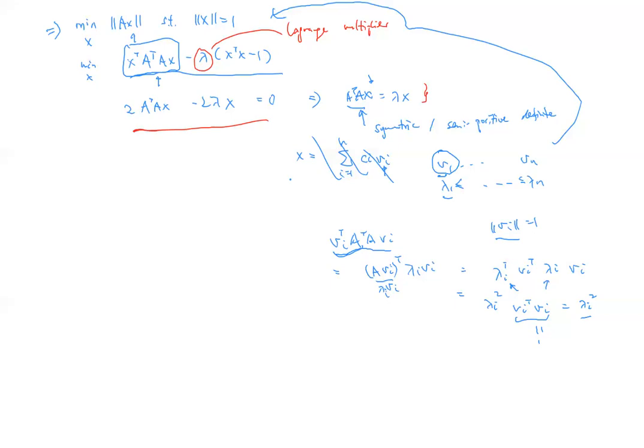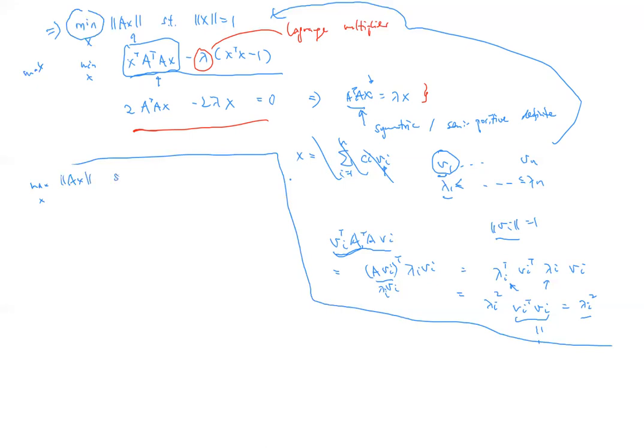Is that clear? Actually, I can also mention a very relevant problem that's the exact opposite of this one. Instead of having a minimum, let's have a maximum. So if I have the maximum of x transpose A x such that the norm of x equals 1, what should the solution be then?